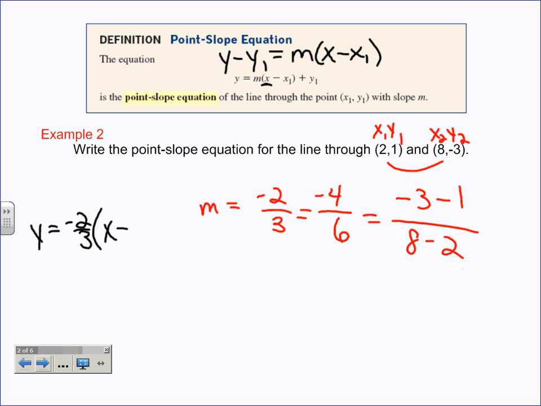I got a pretty good idea which one I would probably use. Yeah, 2, 1. Why would you use that one? The numbers are smaller. Why wouldn't you? All right, so x minus 2, and then according to that, it's plus whatever y1 is, which is 1. Because you have to pick the x and y from the same point. You can't just pick x1 from one of them and y1 from the other one. Okay, that's an acceptable answer.